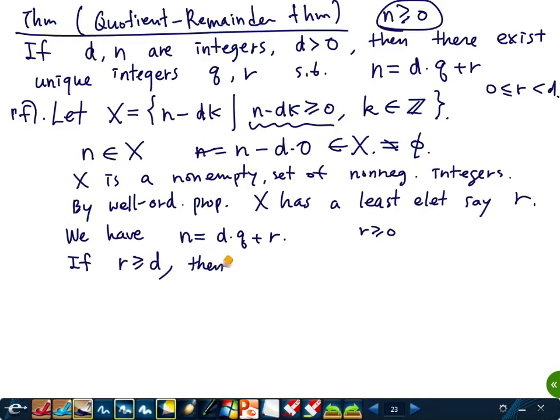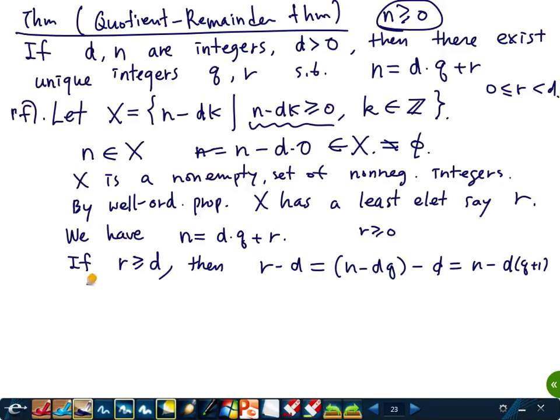Then consider r minus d. What is r minus d? r equals n minus dq, so r minus d is n minus d times q plus 1. And it is of this form, n minus dk. Is this non-negative? It is non-negative.